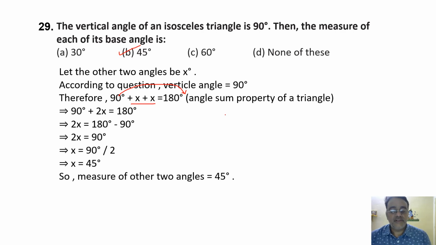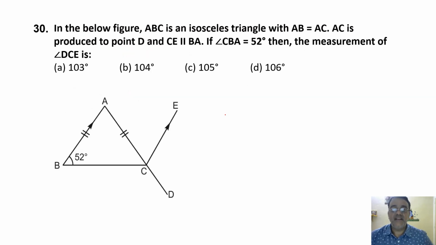Now we are moving toward the next question 30. In the below figure, ABC is an isosceles triangle with AB equal to AC. AC is produced to D and CE is parallel to BA. If this angle is 52 degree, then the measurement of this angle, ये वाला पूरा एंगल निकालना है. चलो, सबसे पहले these two angles are equal. So angle B is equal to angle C, both. Why?